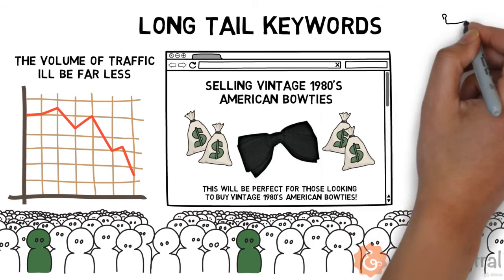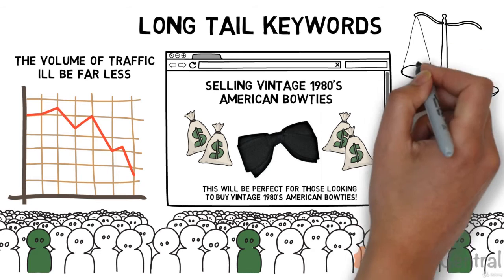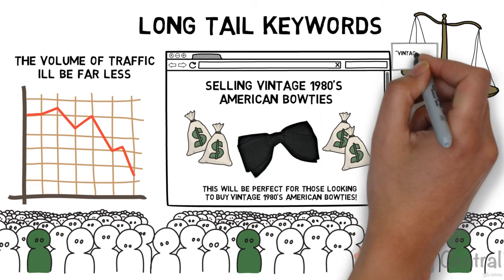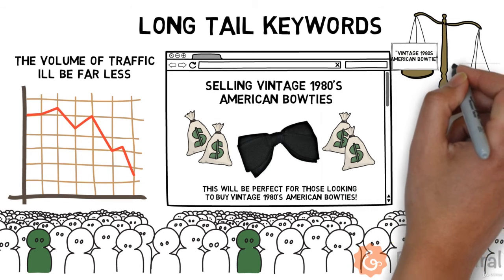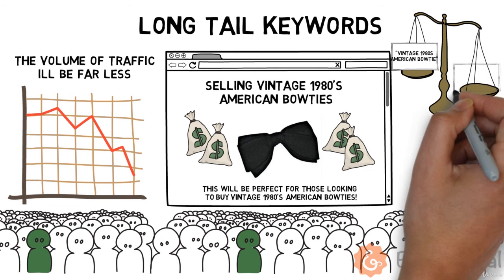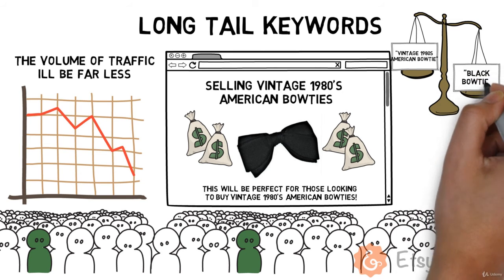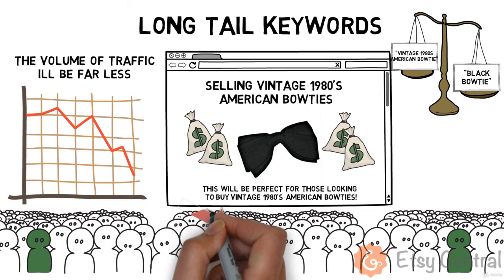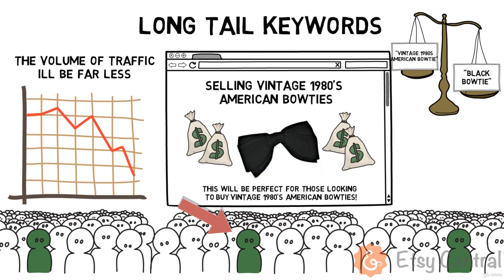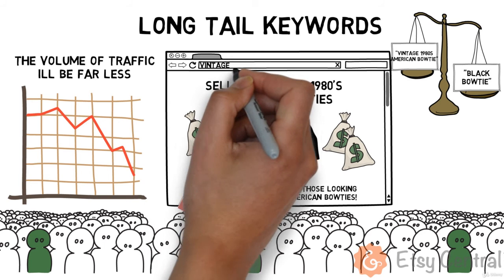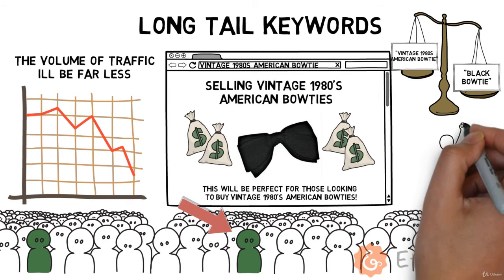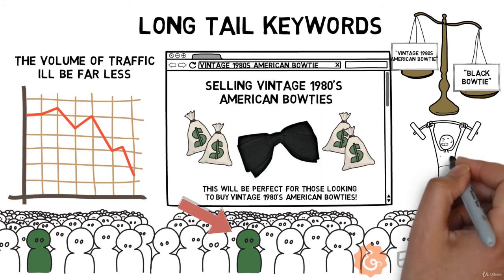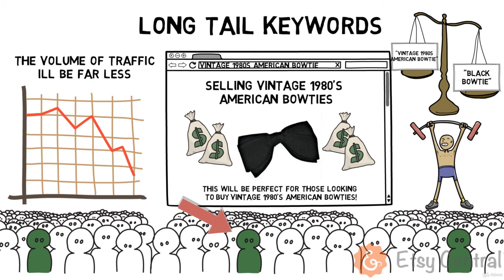You can imagine that conversion rates for someone who came to your storefront from the search term vintage 1980s American bow tie would be much higher than for someone who just searched black bow tie. The first person who searched is looking for something very specific. Now, if your store is able to provide something that is very relevant to the key term, you have a strong fit and can likely convert on that query.